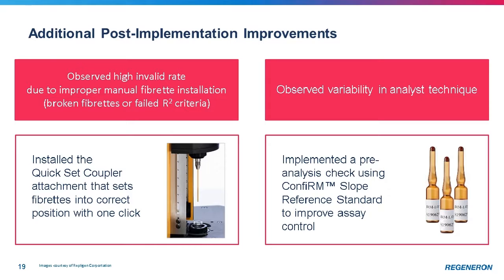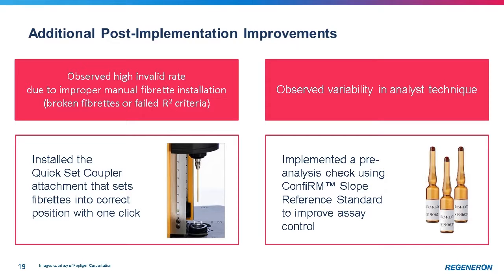At one point, we began to observe high invalid rates due to improper manual fibrette installation. This led to a lot of broken fibrettes, failed R-squared criteria, and having to invalidate and repeat testing. To mitigate this issue, we were able to install the quick-set coupler attachment to all of our instruments. This ensured that operators could correctly position the fibrette with just one click and not have to worry about failed runs.